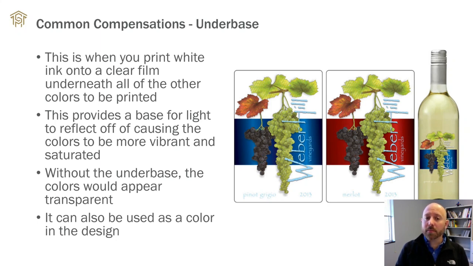The other nice thing about an underbase is that it's white ink, so it can be used as another color in that design. When we look at this particular wine label, we've got white for the type right here, but even though we only see that little bit of it, white is behind this entire image right here. It's something that's very, very commonly done. It takes a skilled prepress artist to be able to do, and it dramatically improves the color reproduction on the label.